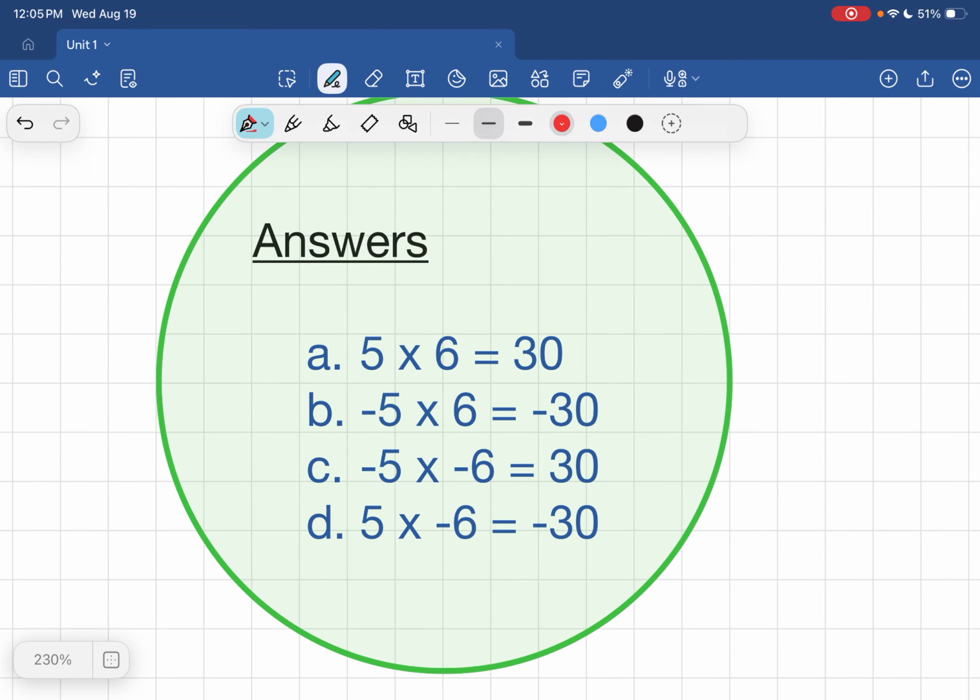All right, here's the answers. If you missed one, go back and look specifically at the signs. The sign rule is same signs positive, different signs negative.